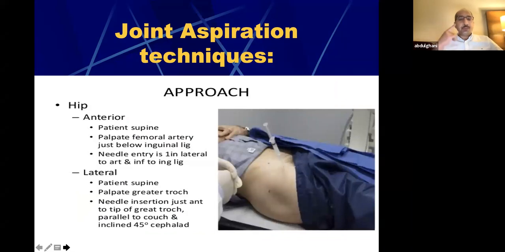An example of hip joint, anterior approach. Of course, it has to be draped, everything sterile. It should not be undraped, properly prepared as you would do it for any procedure in theater conditions. There are two approaches to the hip joint, anterior approach and lateral approach. Anterior approach is just 1 inch lateral to the femoral artery and 1 inch inferior to the inguinal ligament. In the lateral approach, palpate the greater trochanter, and the needle is inserted just anterior to the tip of the greater trochanter, parallel to the couch and inclined at 45 degrees cephalad.